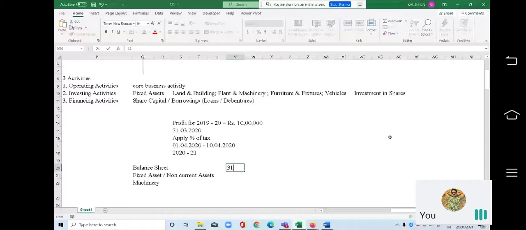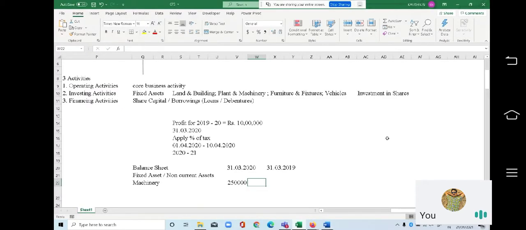Like this, 2 years are given. For machinery, they have given an item and also mentioned its value. Take for example, the machinery value for the year 2020 is rupees 2,50,000, and for the year 2019, it was mentioned as 1 lakh.